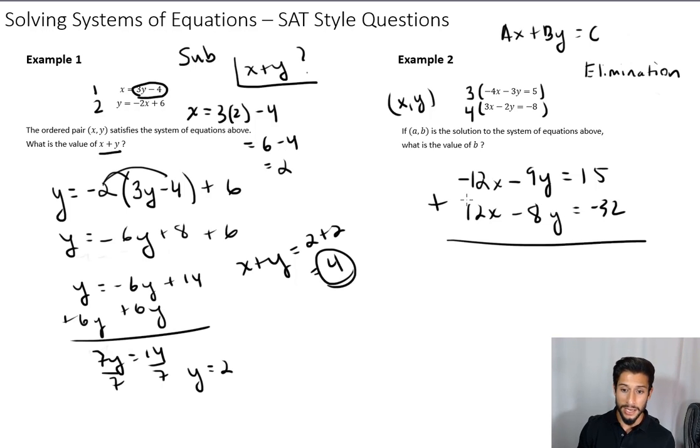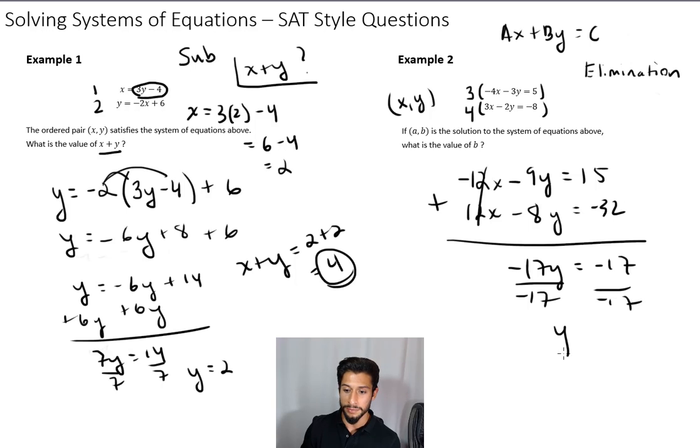And now, because I have these being opposites, they will cancel, right? 12 plus -12 is 0. Then here I get -17y is equal to -17. Divide, and the rest is money. Y is equal to 1. And that's what they wanted, right? They wanted you to find b, which was y. So we have the answer, and that's that b is equal to 1.